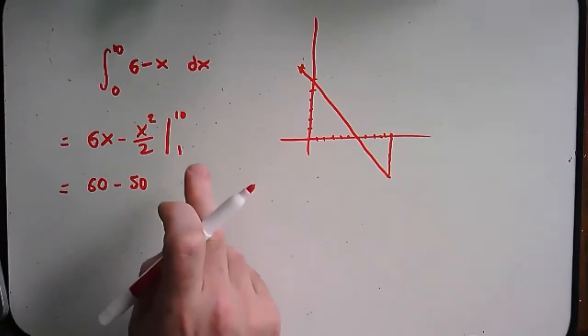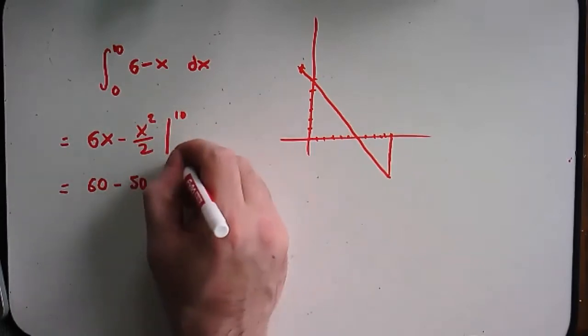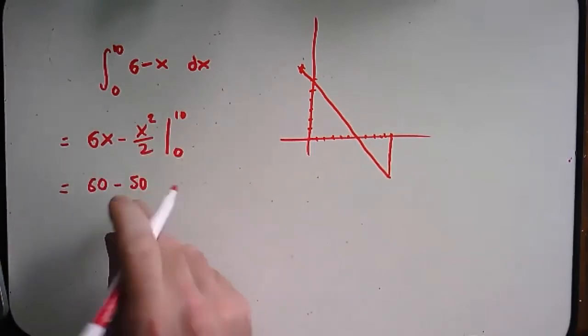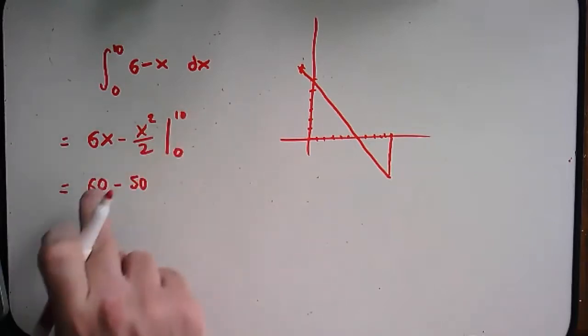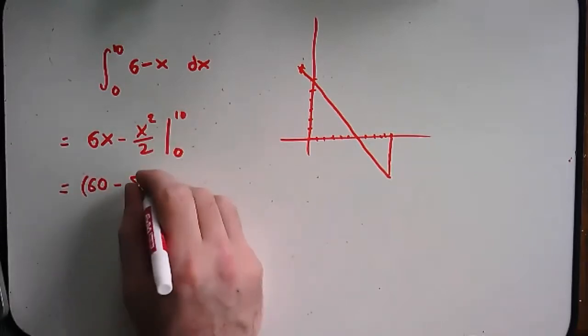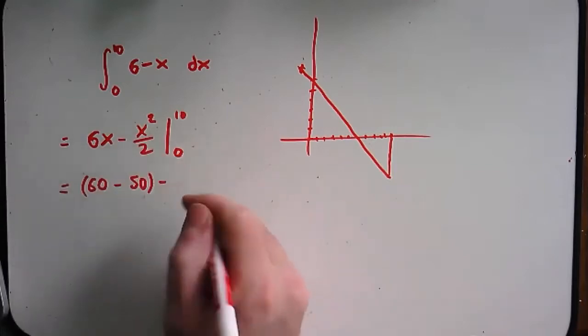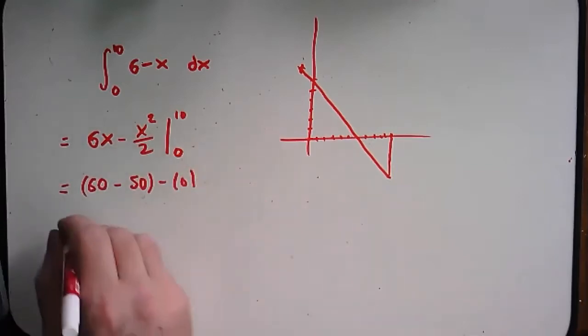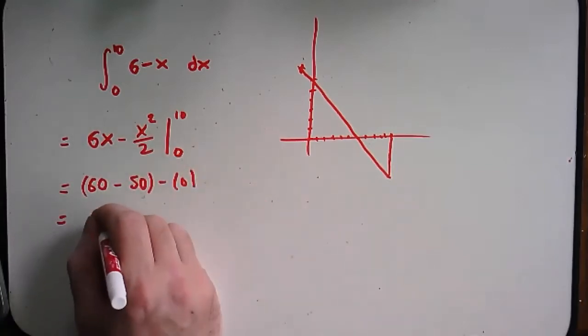That's when I type it there, it should be 0. So my upper endpoint plugged in gives me 60 minus 50. And my lower endpoint, when I plug in 0, both of these terms are 0. And so the definite integral is 10.